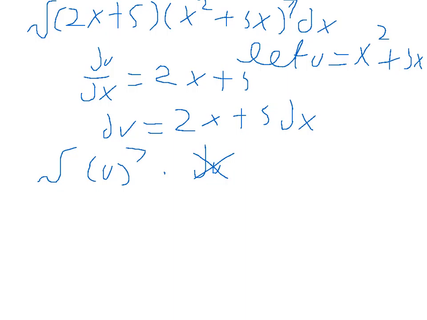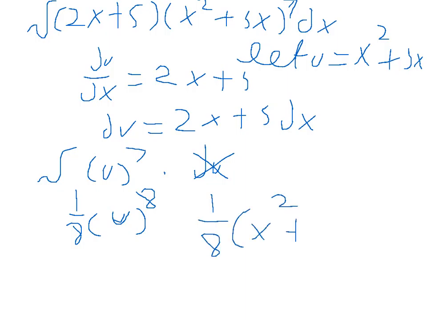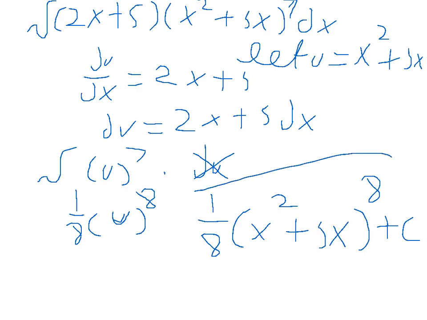Now we have to find the antiderivative of u to the 7th, which would be 1/8 u to the 8th. Since it's an indefinite integral, we replace back with x. So it would be 1/8 times x squared plus 5x to the 8th plus c. And that is our answer for number 1.